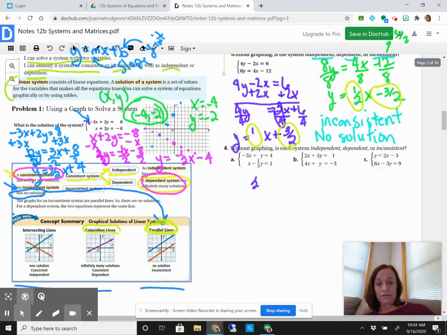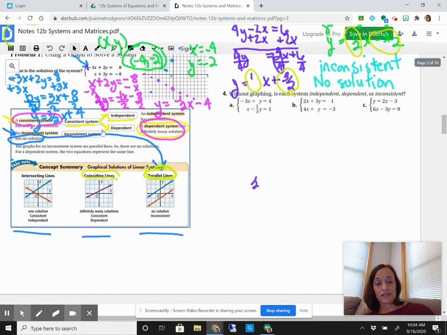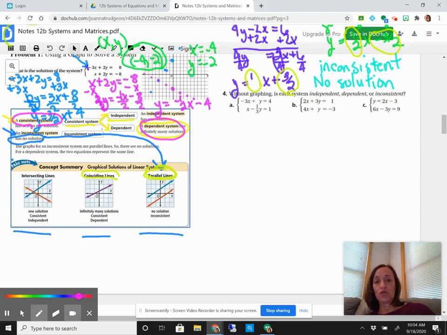Moving on, we're going to get some examples for these four here, so let's go through all the different possibilities. Without a calculator, is each system independent, dependent, or inconsistent? If you feel like you could pause my video and try it yourself, this would be a good opportunity to do it on your own and then check back with me.